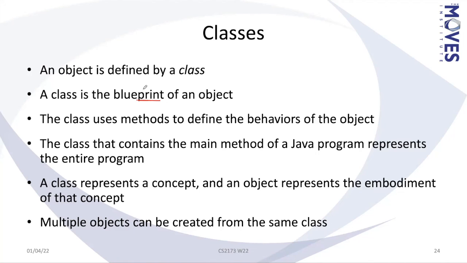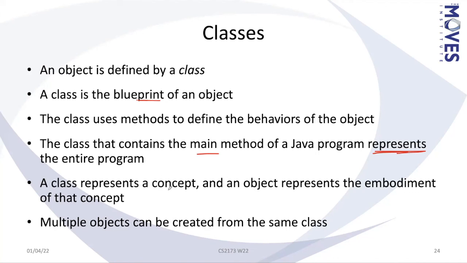Now, with Hello World, the only object there is System.out, and that's already created for you. And again, to repeat, the class containing the main method represents the entire program. What did I mean by that? When I say represents, I mean that basically that's where you start. I worded that poorly, but okay.